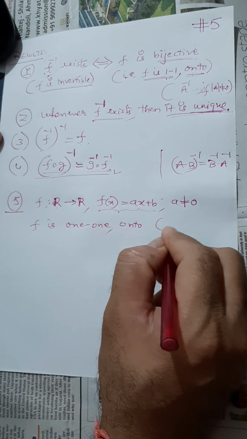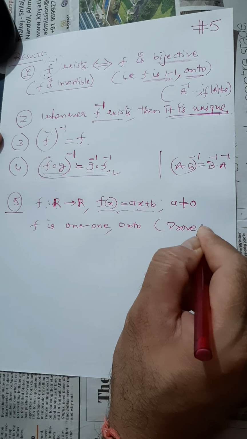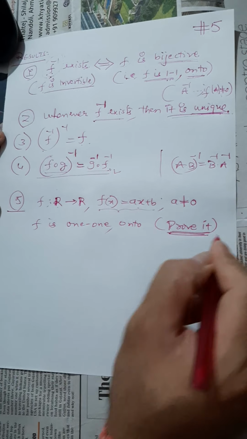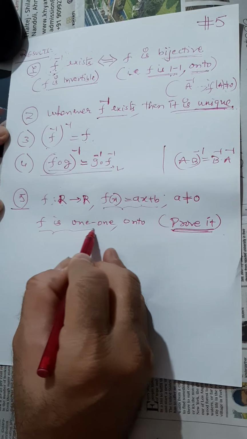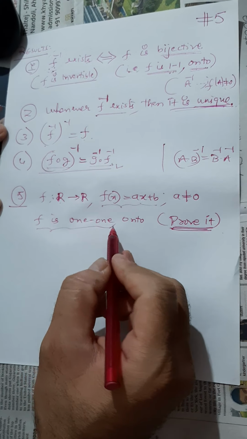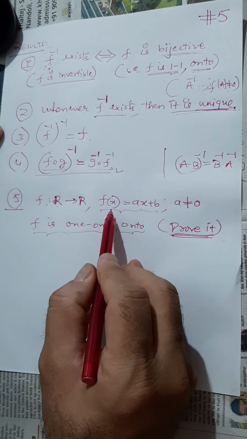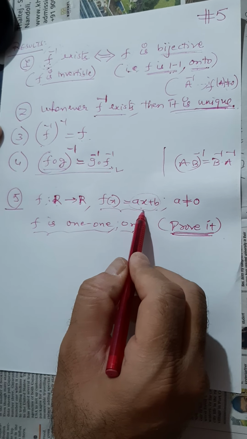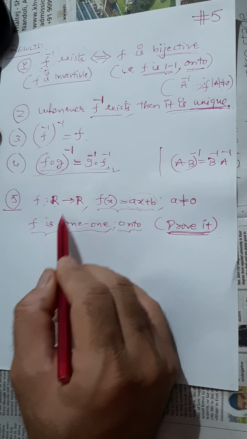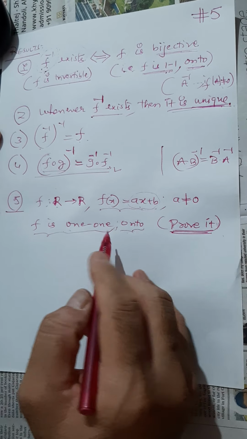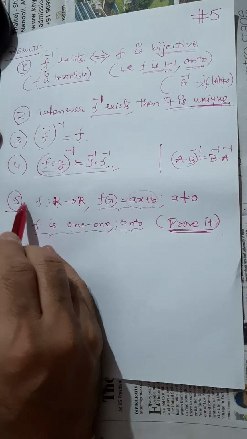Prove it, we did it, you should know now. Why? Try this, you should know. f is 1-1, we did it a number of times in the earlier section, and it is onto also. Every linear function from R to R is always 1-1 and onto. Try to prove this, why 1-1, why onto. In MCQs you can use this.